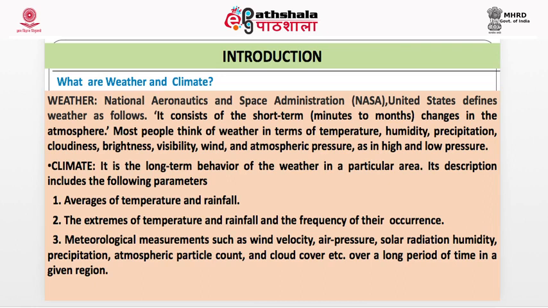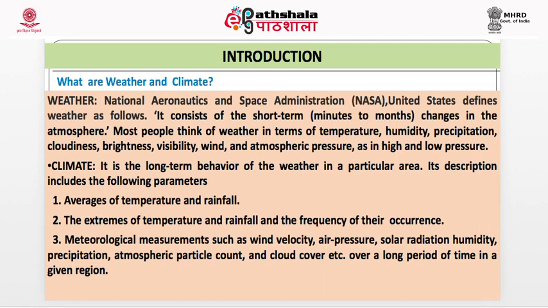Its description includes the following parameters. If we want to define climate, we will look for the following parameters. Number one, averages of the temperature and rainfall. How much rainfall? Average rainfall every year. What is the average temperature in different regions and seasons? The extremes of temperature and rainfall and the frequency of their occurrence.